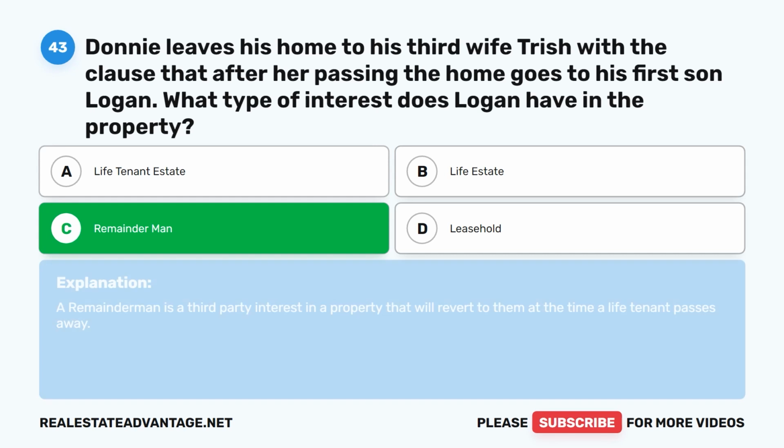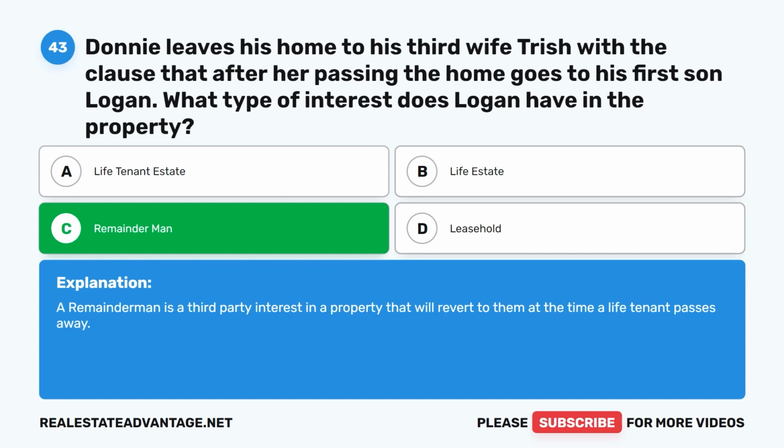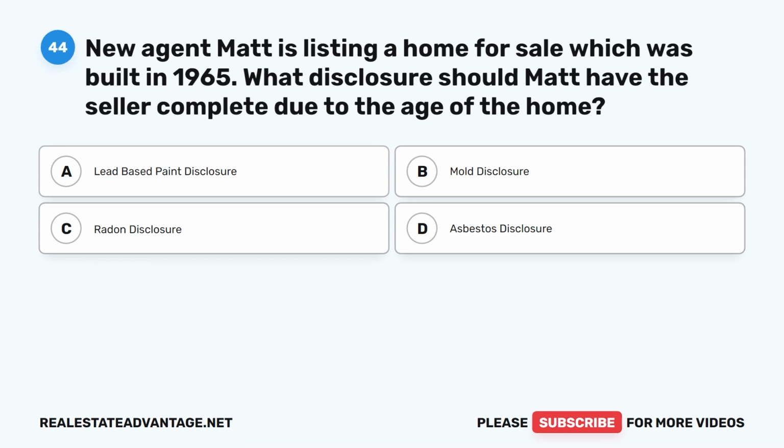Remainder man. A remainder man is a third-party interest in a property that will revert to them at the time a life tenant passes away. Question 44. New agent Matt is listing a home for sale, which was built in 1965. What disclosure should Matt have the seller complete due to the age of the home?